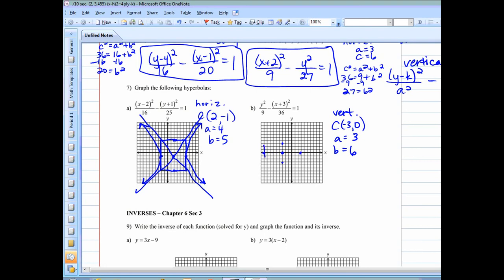And that allows us to draw our rectangle, so that we can draw our diagonals that are the asymptotes. And to draw the vertical hyperbola, we're going to draw through the vertices and approach the asymptotes on each side to have an up and down opening branch.